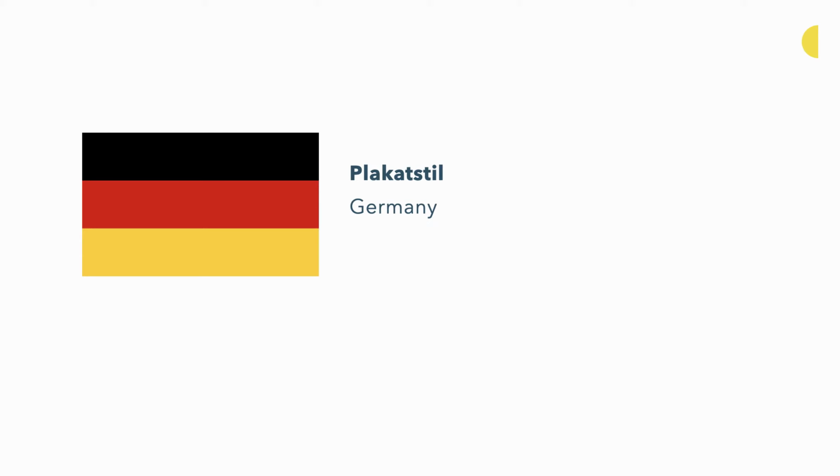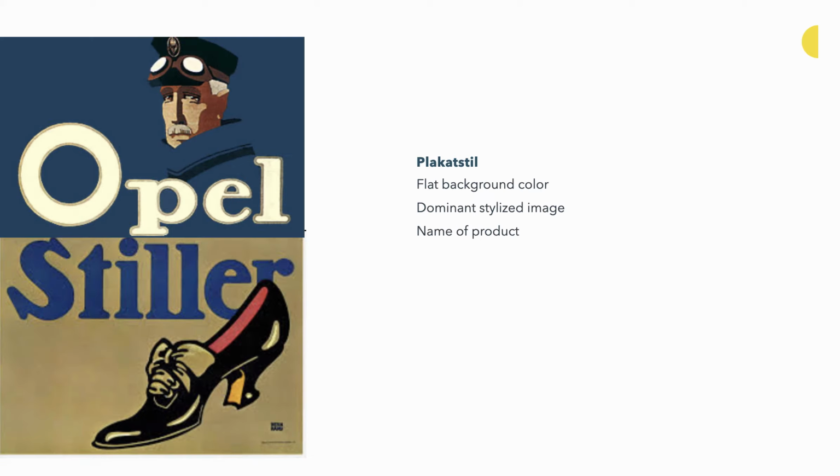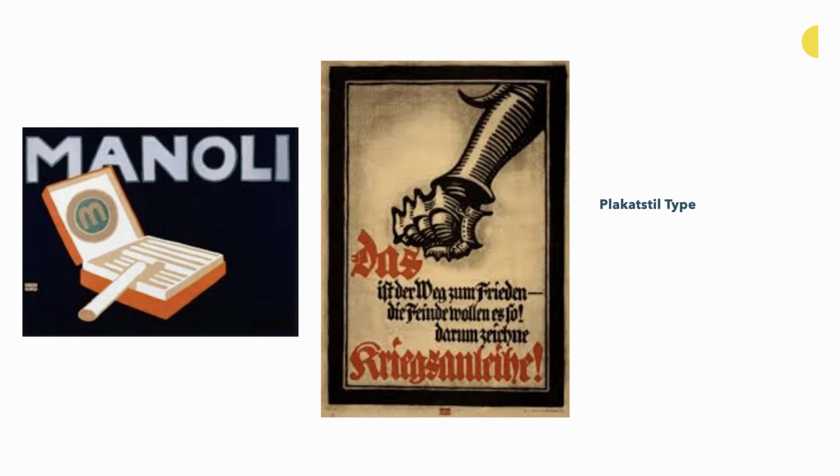So the first style we're going to talk about is placket style, and as you know by now, location can be a helpful clue when you're looking at a piece of design because there may be typography, language, or visual clues that tell you where it's coming from. And placket style hails from Germany. So it's characterized by a flat background color, a dominant stylized image, and the name of the product. It's fairly simple.